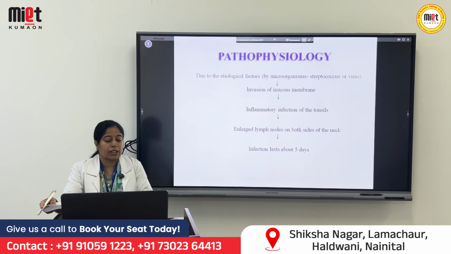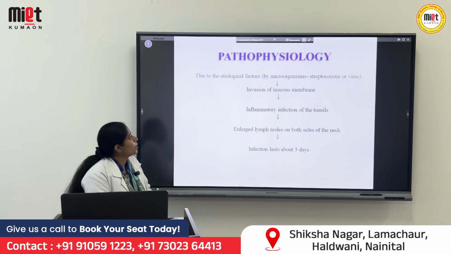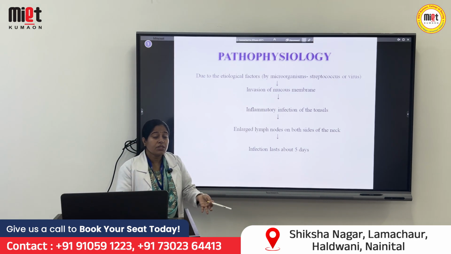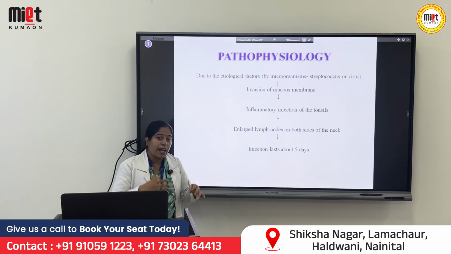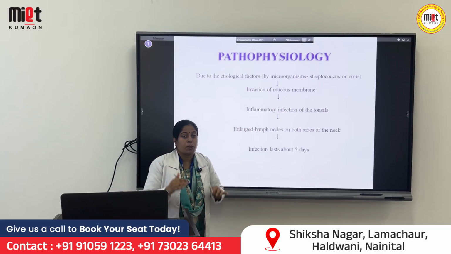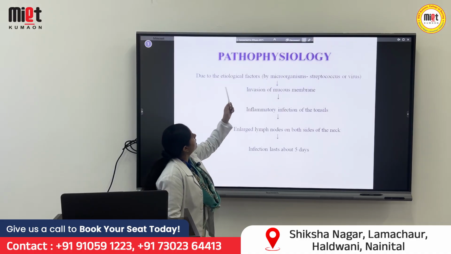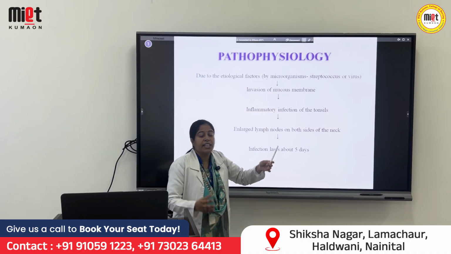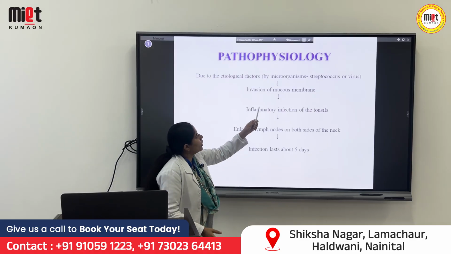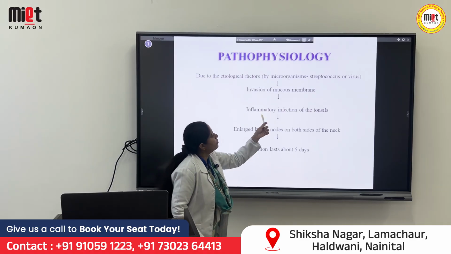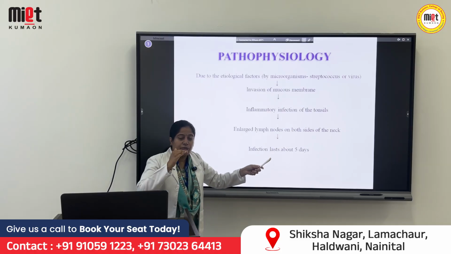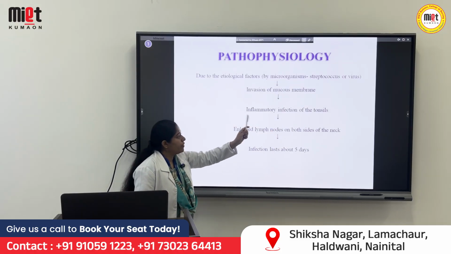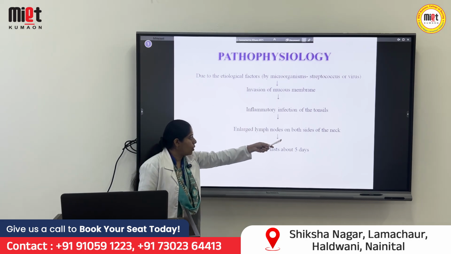Now we can move to the pathophysiology. In the case of pathophysiology, due to the etiological factors, what are the etiological factors here? Virus, bacteria. So rhinovirus, influenza virus, group A streptococcus, Staphylococcus aureus, when these etiological factors, these microorganisms, invade the mucous membrane, what is happening here? Inflammatory infection of the tonsils. Infection due to the virus and bacteria, then inflammation will start. Where? Tonsil area, back of our throat.